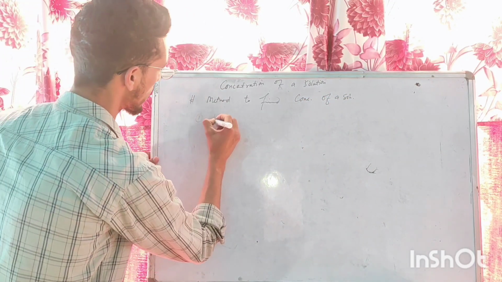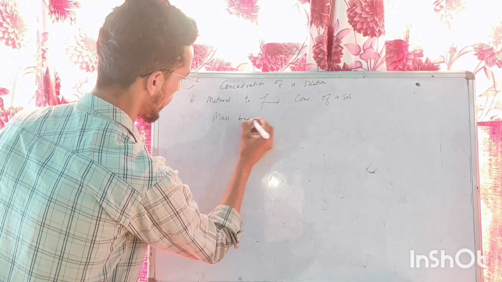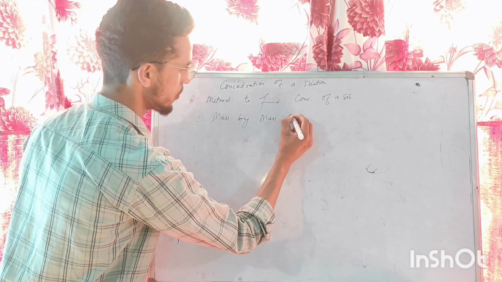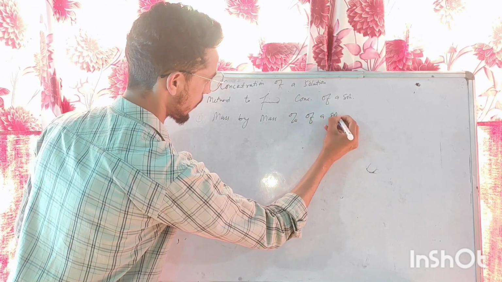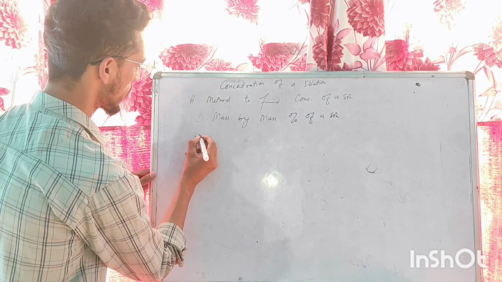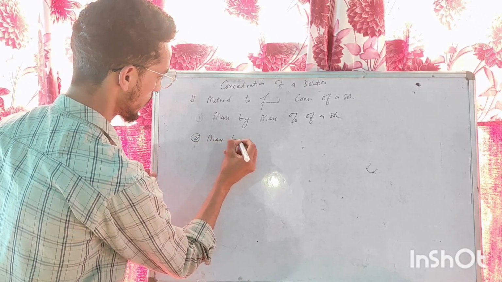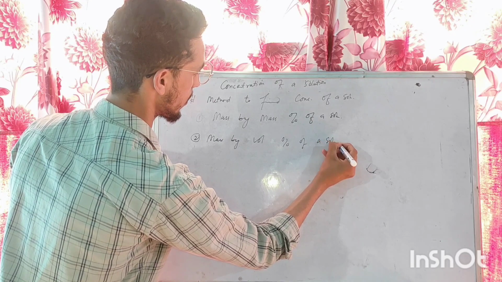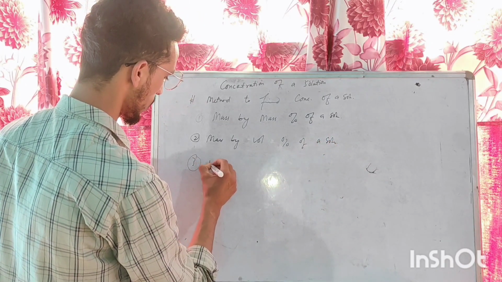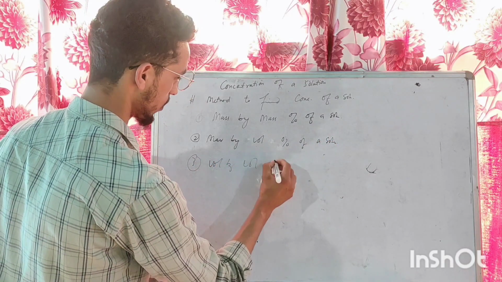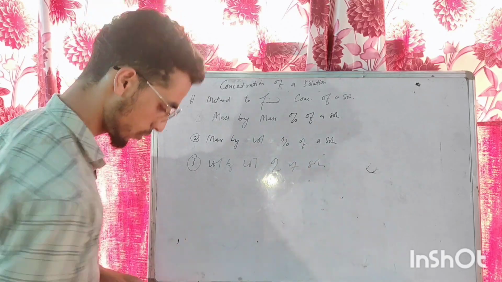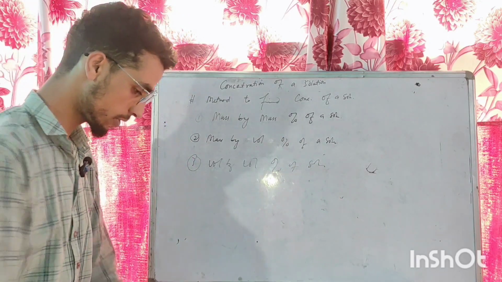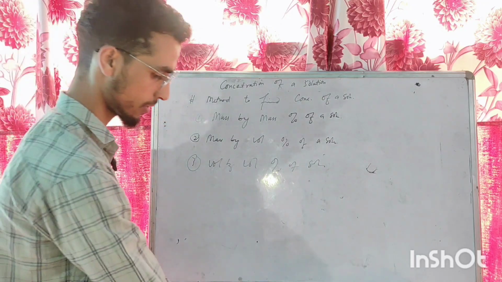The first method is mass by mass percentage of a solution. The second one is mass by volume percentage of a solution. The third is volume by volume percentage of a solution.